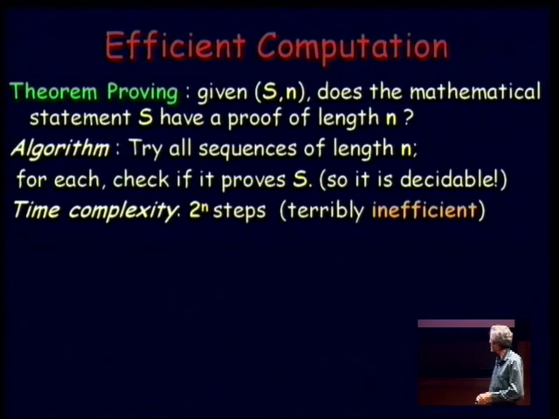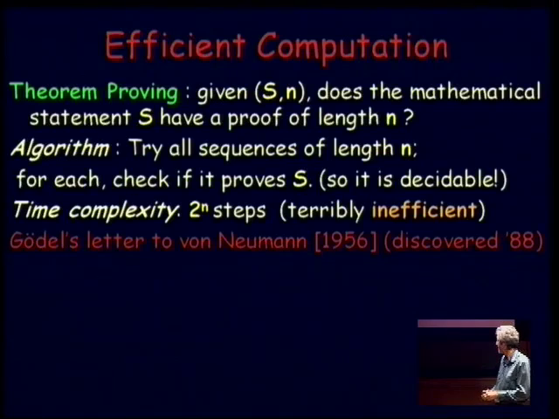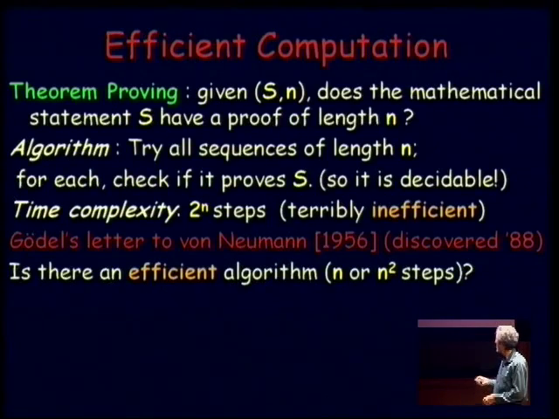Now, what was Gödel's question? Gödel saw this. It's like the philosophy papers. It's unknown, but it was discovered about 15 years ago that Gödel wrote a letter to von Neumann. Von Neumann was already dying of cancer. There was never a response. In it he raises exactly this problem, and asks specifically, in his words, in his language, is there an efficient algorithm for this problem?